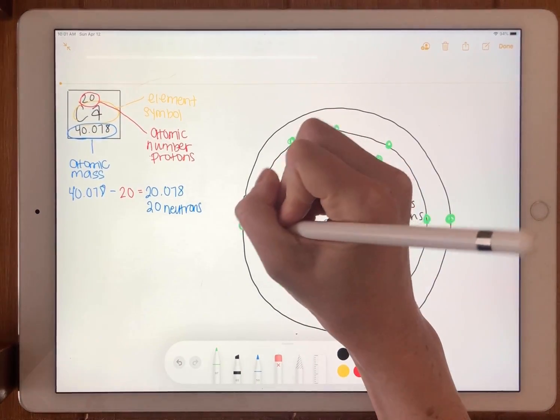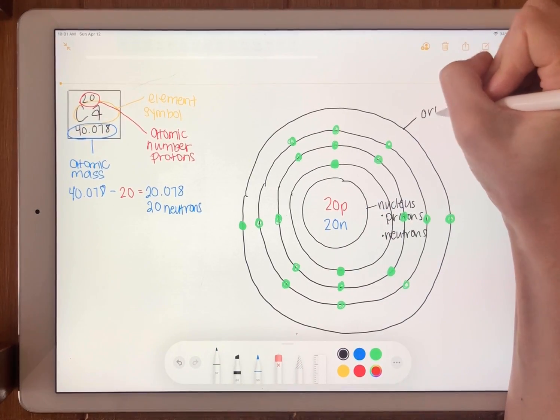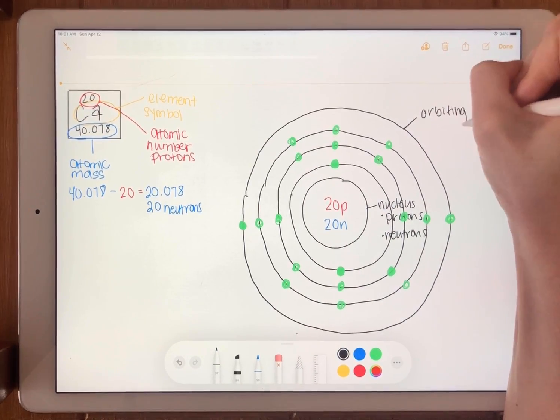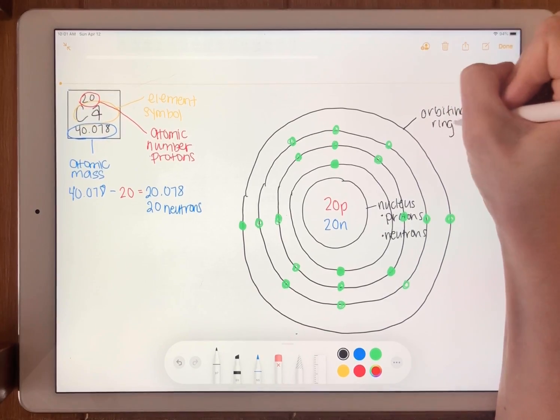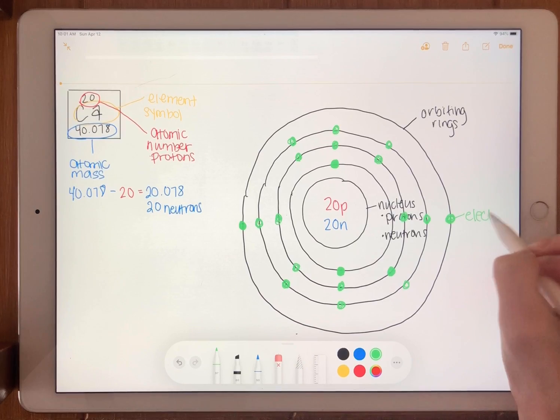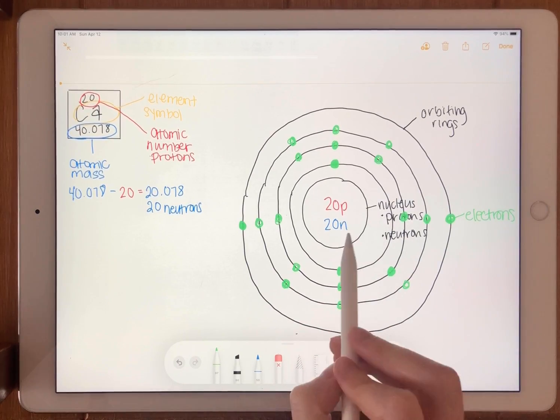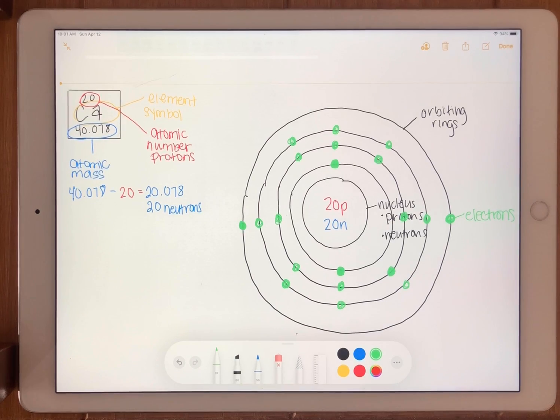All right. So I will label that these are my orbiting rings. These are my electrons. And these are already labeled as my protons and neutrons.